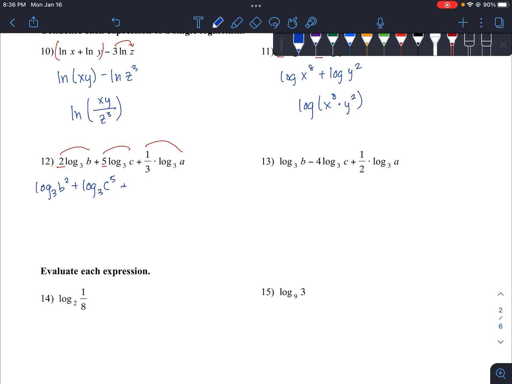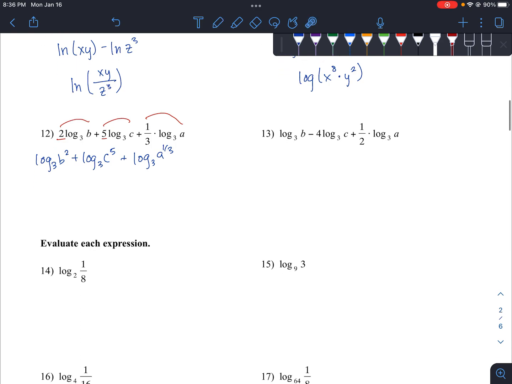Then plus log base 3 of a to the 1/3 power. And you can see that all these are being added. So whenever I condense them into one logarithm, they're all going to be multiplied inside. So that's going to be b squared times c to the 5th times a to the 1/3. And if you want, you can even write this right here as the third root of a, but I don't mind if you keep it as a to the 1/3. Either's fine with me. So there you go.